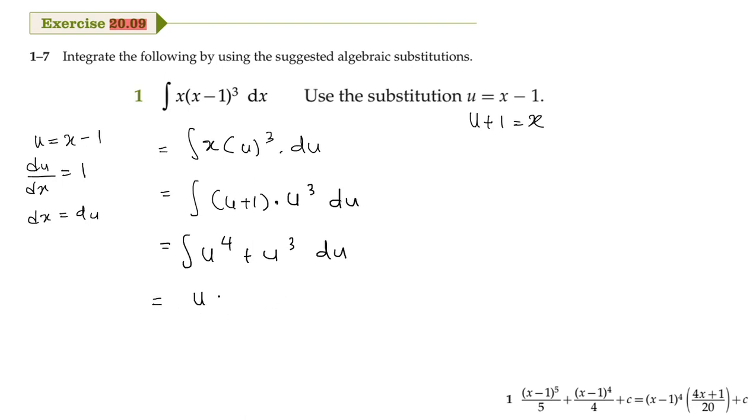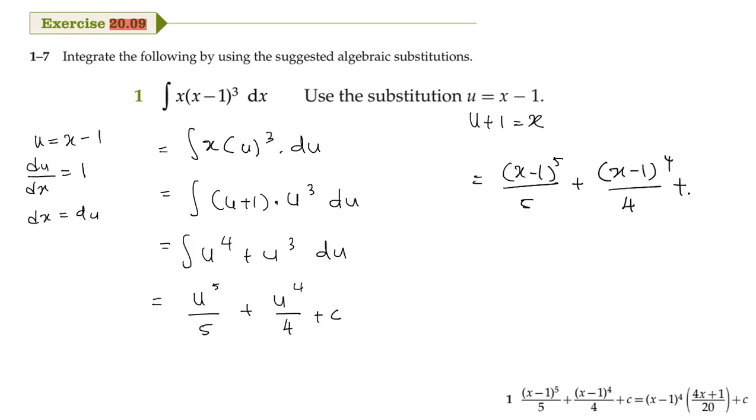Remember, power plus 1. So 4 plus 1 is 5, divided by 5. 3 plus 1 is 4, divided by 4, plus c. And therefore substitute back the u with x minus 1. So x minus 1 to the power of 5 divided by 5, plus x minus 1 to the power of 4 over 4, plus c.